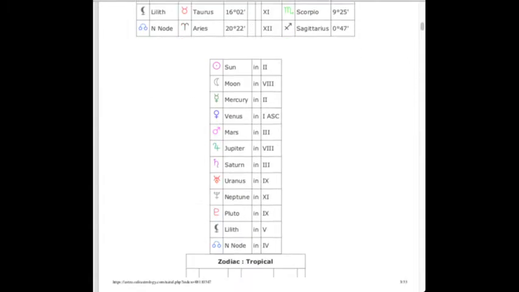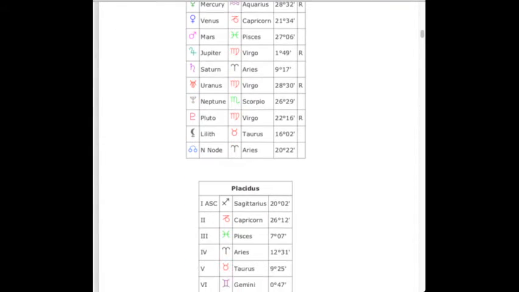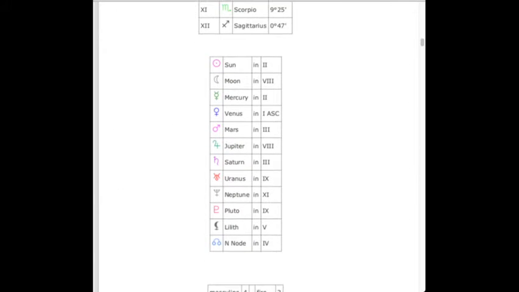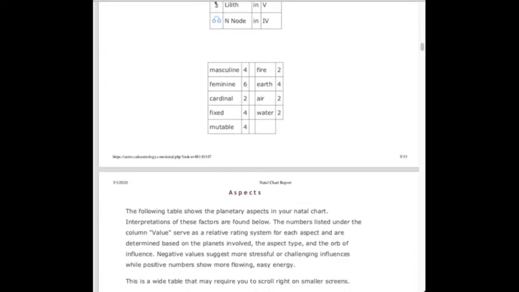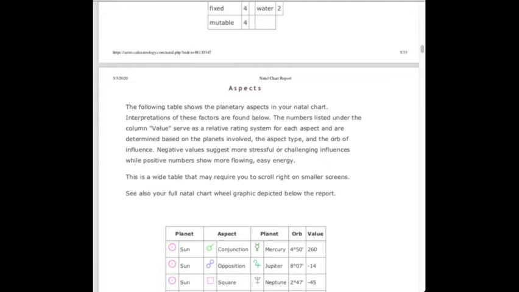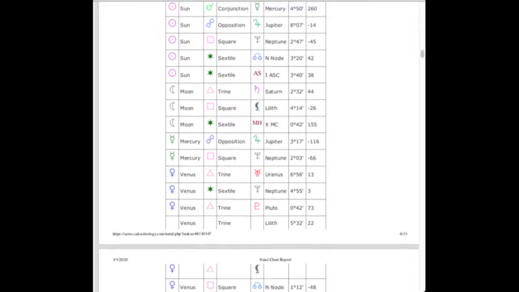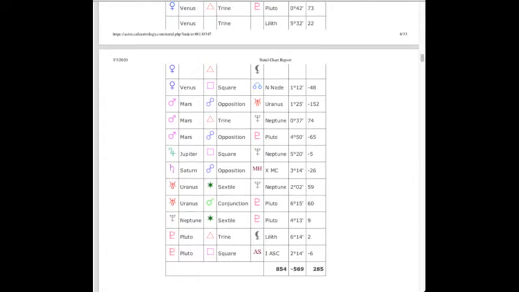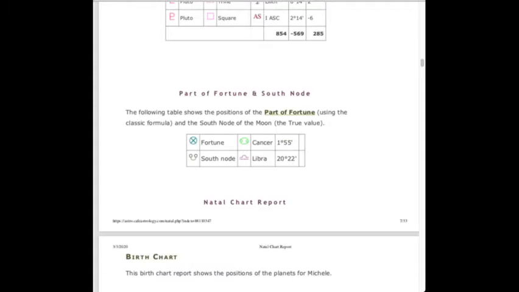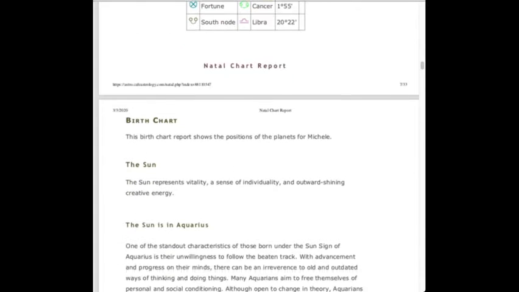So let's just get to the nitty-gritty because of time. And I don't want to make this a 4-hour video. I could talk all night long about this chart, and you probably would be bored to tears. And I don't think you got that kind of patience. So let's go through the basics here. Skip all this chart information. It's all on the internet. You can grab my chart. I already have it up here. Part of Fortune and the South Nodes, I don't need to get into it. It just gets confusing as friggin' hell.